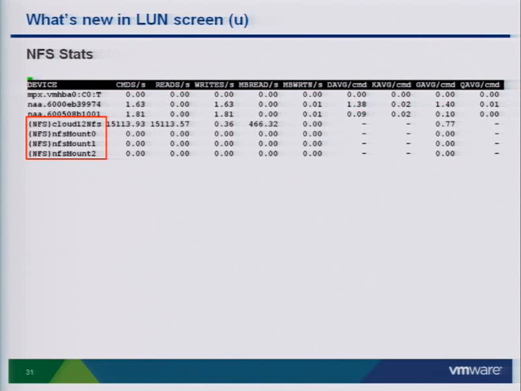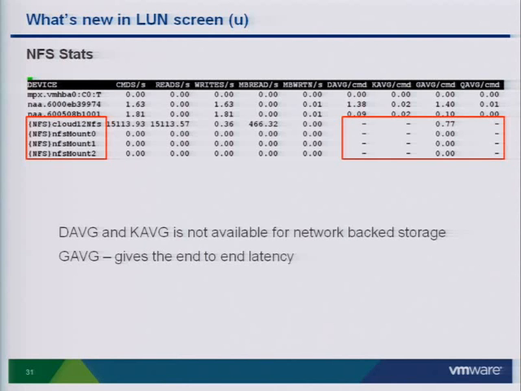Then we added stats for NFS, which a lot of people have been asking for. I think this was also backported to ESX 4.0, even though it is new in 4.1. There we show all the NFS statistics. But one thing I want to point out is, for NFS, we only show the end-to-end latency. We can't predict the latency from your device to the LUN. G average stands for end-to-end latency, that is, latency as seen by your guest OS. That's the only latency we show. We don't show the other two latencies because it's very difficult to track latencies when you're using TCP/IP as your transport layer.